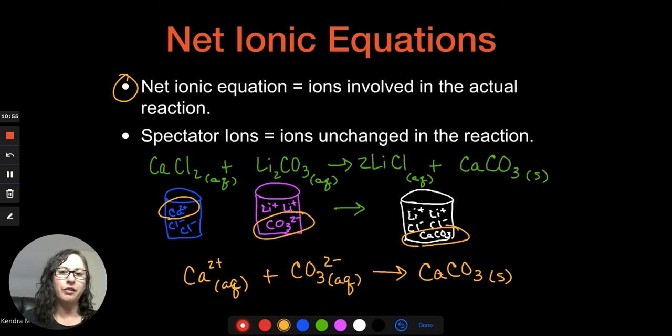There are a couple different ways that we can approach solving this problem, but that is a net ionic equation that is only representing exactly the ions that reacted in this particular situation. I hope that's helpful for you, and we'll discuss more of this in class.